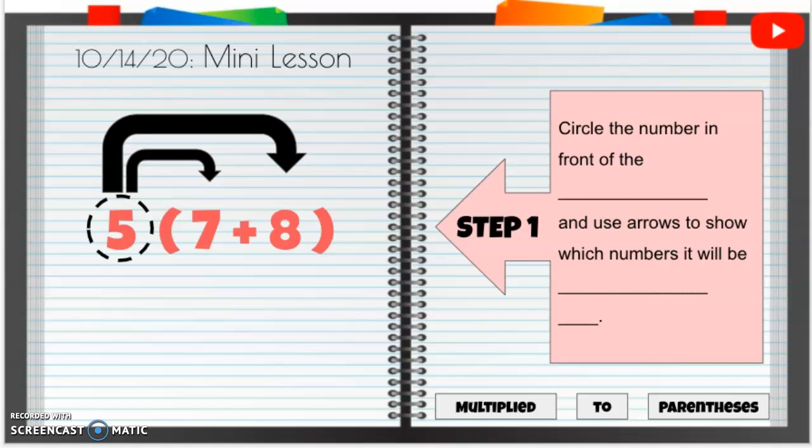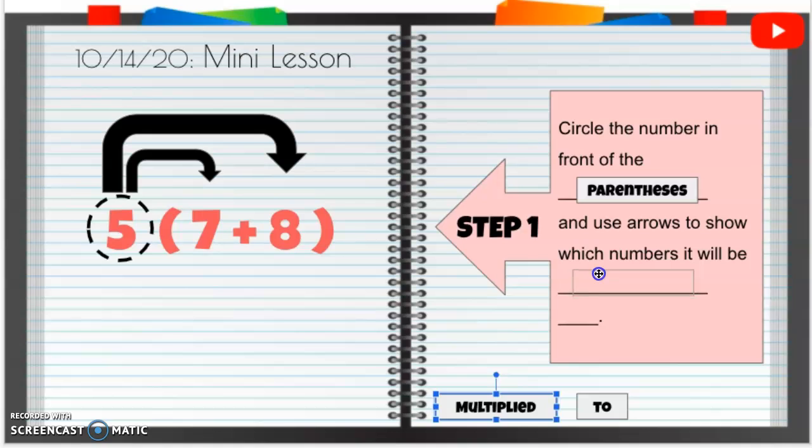So the first step when we see a problem that looks like this is going to be to circle the number in front of what? So we're going to circle this number that's in front of the parentheses. Then we are going to use these arrows to show which numbers it will be multiplied to. So these arrows are going to show which numbers it's being multiplied to.